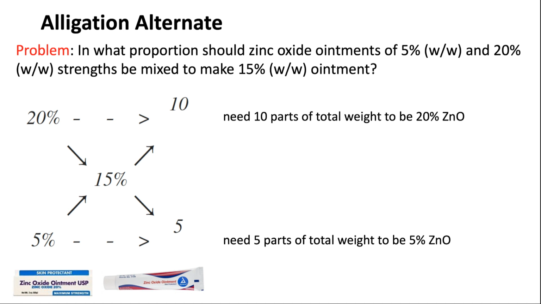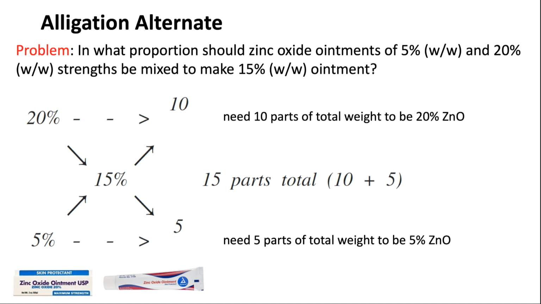The question is still out of how many? If we need, for example, 10 parts of the total weight to be 20% zinc oxide, how many total parts are there? Well, that's easy. Since the only two ingredients are either the 20% or the 5%, all you need to do is add up the total number of parts. So take your number 10 for the 20% plus the 5 for the 5%, add that together, and the total number of parts will be 15.